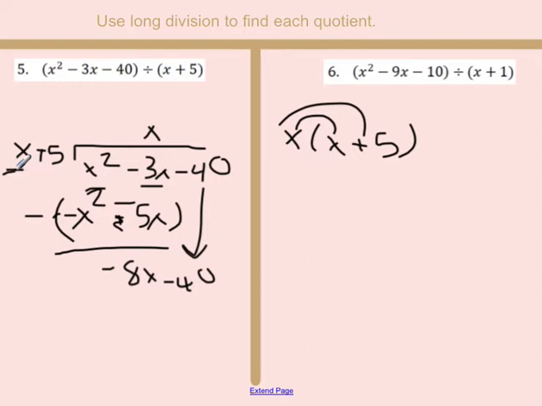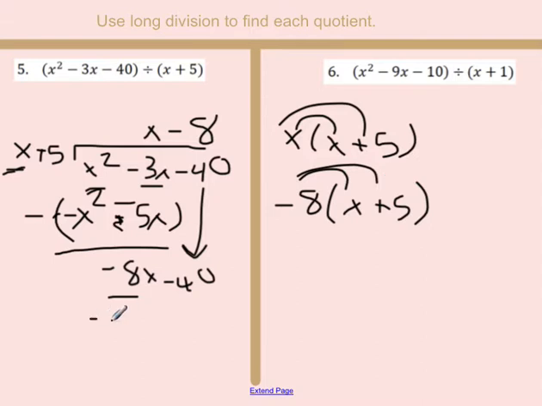So now I'm taking a look at x and I'm asking myself, okay, how can I take x and make it negative 8x? Well, I need to multiply by a negative 8. So again, that's going to go in my constants column. So now I'm taking negative 8 and I'm multiplying it times x plus 5. So I'm going to take that negative 8 and distribute it in. So I get negative 8x minus 40.